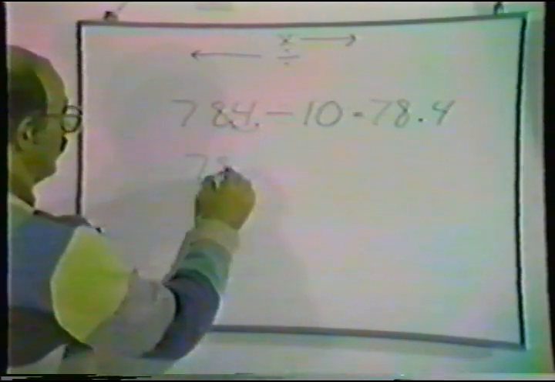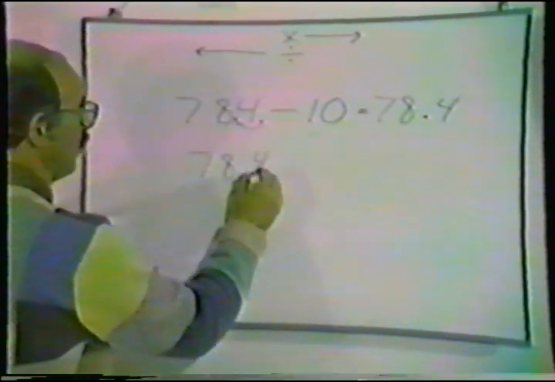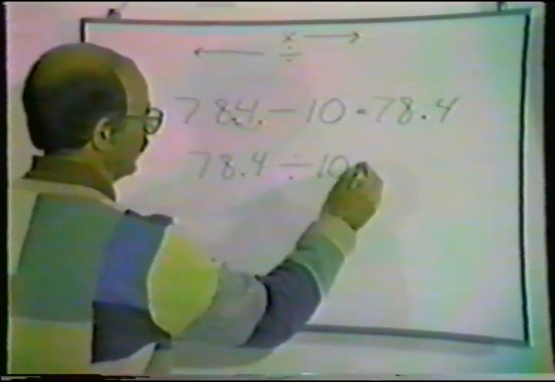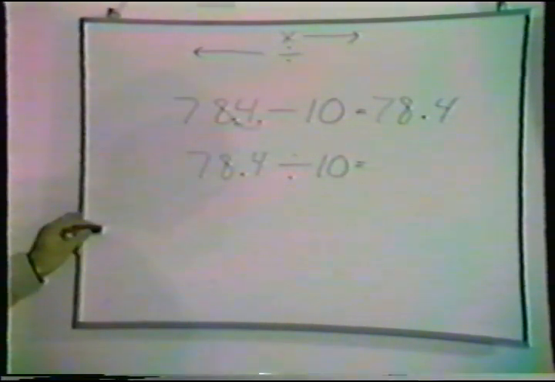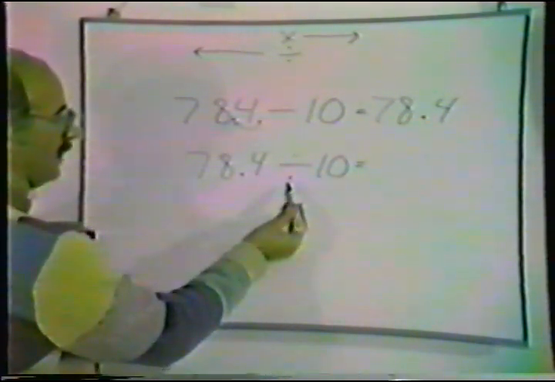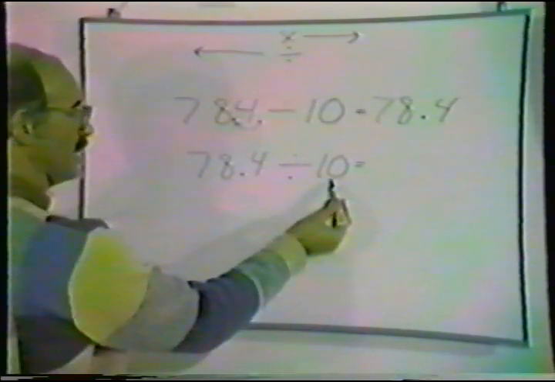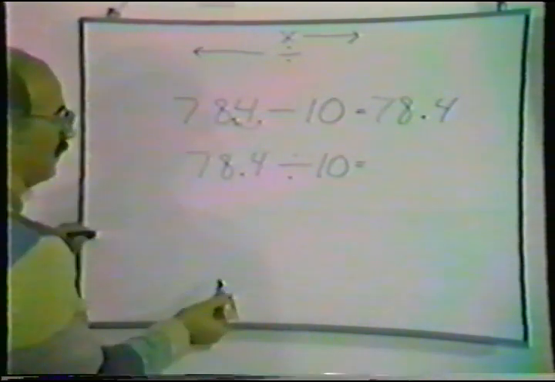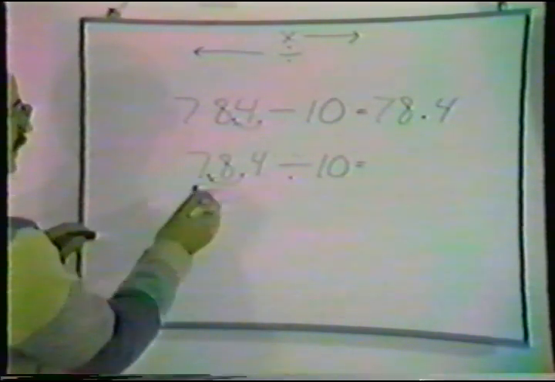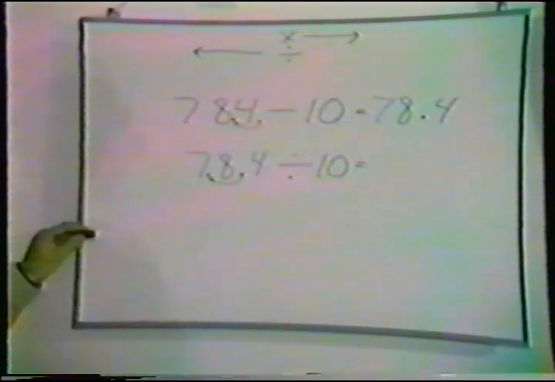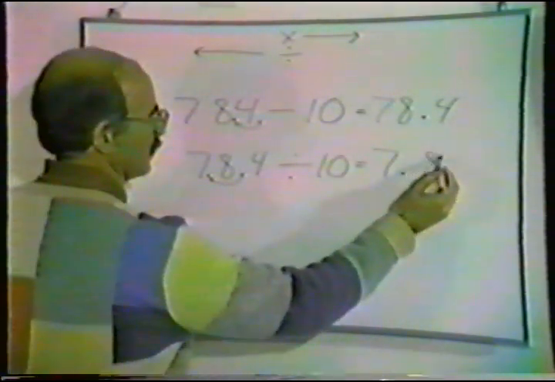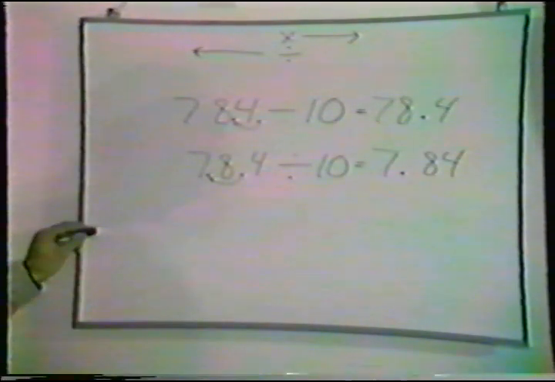How about 78 4/10 divided by 10? We are dividing, so we move to the? Left. It's by 10, so it's how many places? 1. One place to the left. Please read me the answer. 7 84/100ths. That's right.